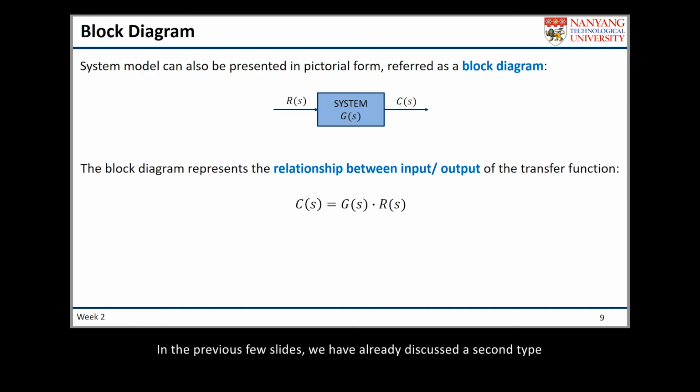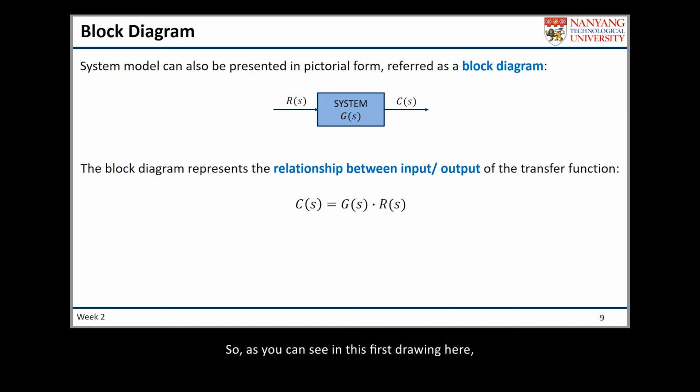In the previous few slides, we have already discussed a second type of the model of a dynamic system, which is transfer function. As I have already discussed in the very first slide, there are three different approaches of modeling. The last one is block diagram. So what is block diagram? Block diagram is nothing more than just a pictorial representation of a transfer function.